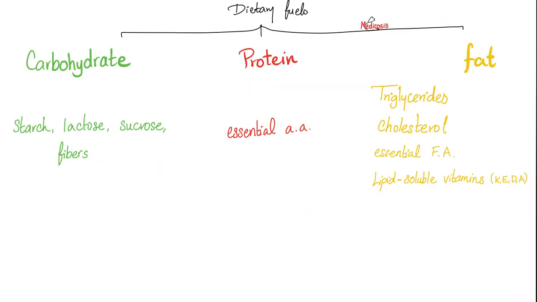Hey Medicosis, can you give me examples of some carbohydrates that I eat? Here are the examples. How about proteins? Well, you eat proteins, whether from an animal source or a plant source. You can also eat fat.